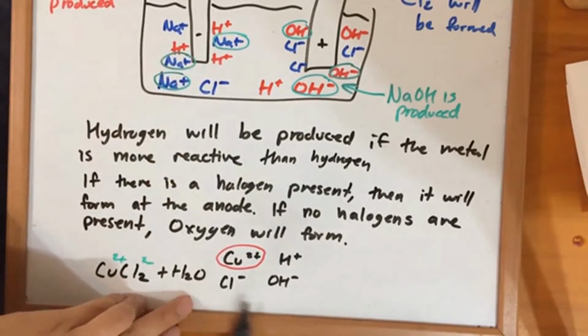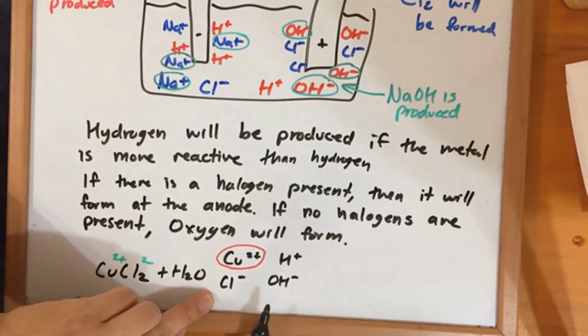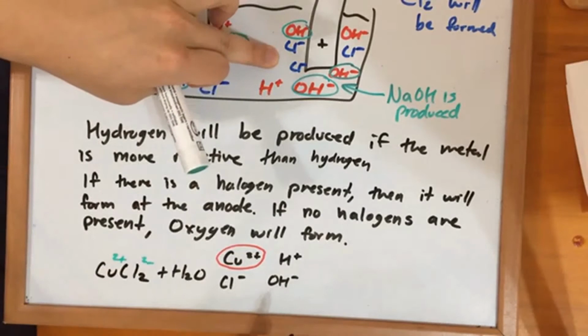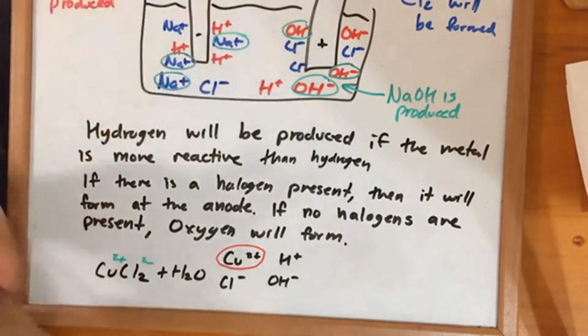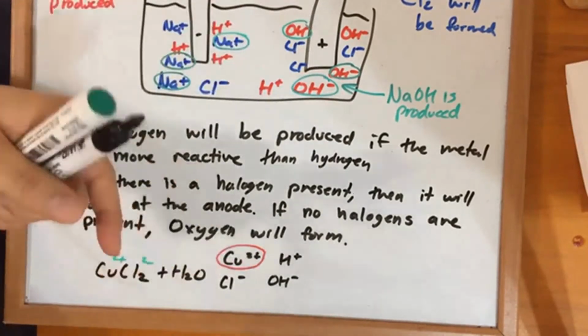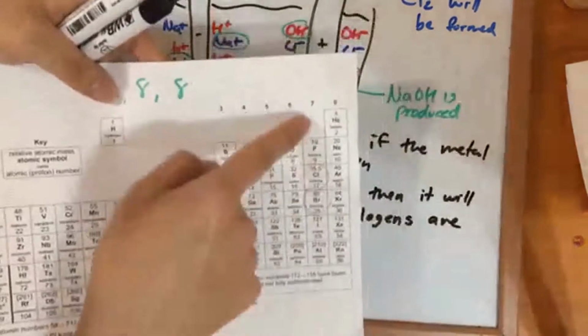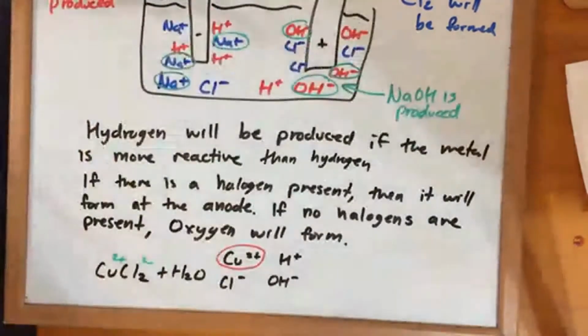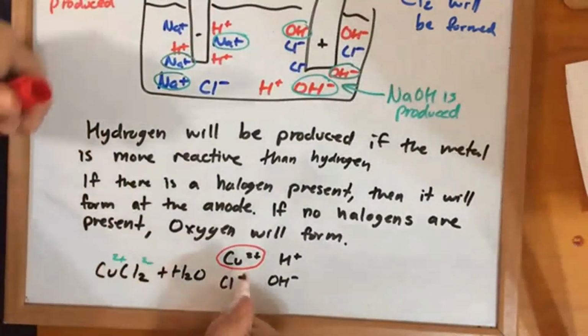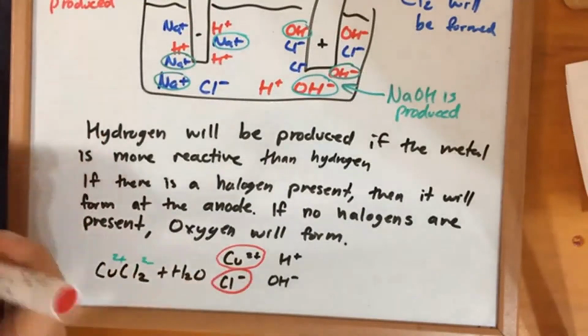Let's look at the anode here. So I have chlorine and hydroxide, which is exactly what I have in the example that I put up here. In this case, I don't really need to talk about it because chlorine is in group 7, or a halogen. So if it's a halogen, then it will form. So in this case, my chlorine gas will form.